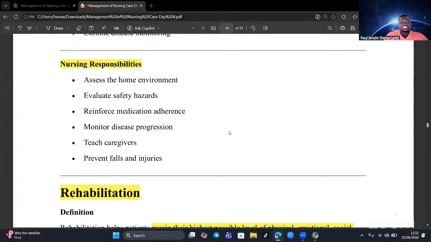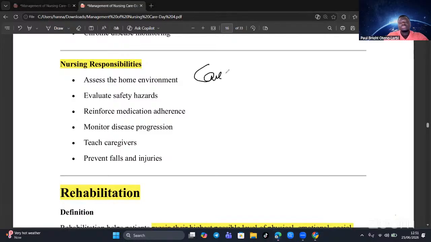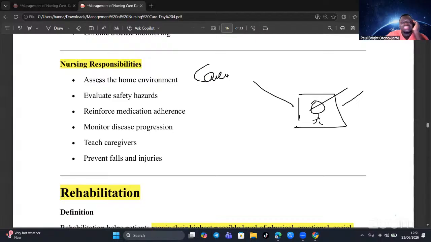Yes, Victor will employ nurses. So the nurses will go and assess the home environment. You say you don't want to go to a care home. You want to go to your house so that health workers will come and take care of you in the house as home care. Let's go, I want to go and see your house. So people will come and inspect your house, assess the home environment.